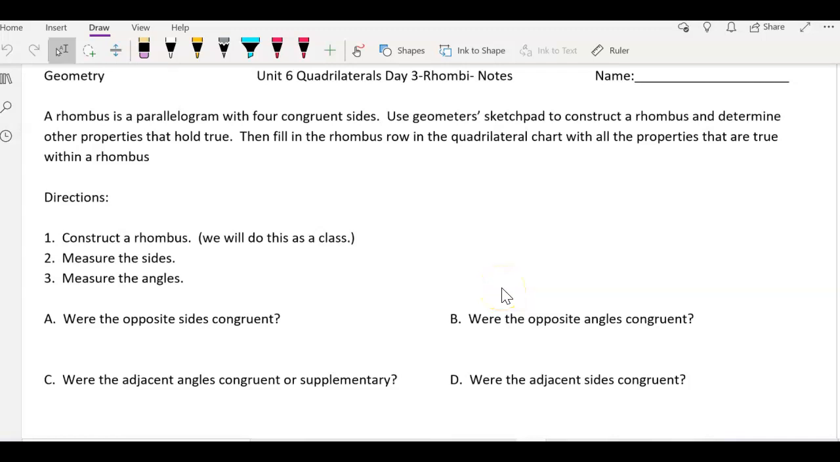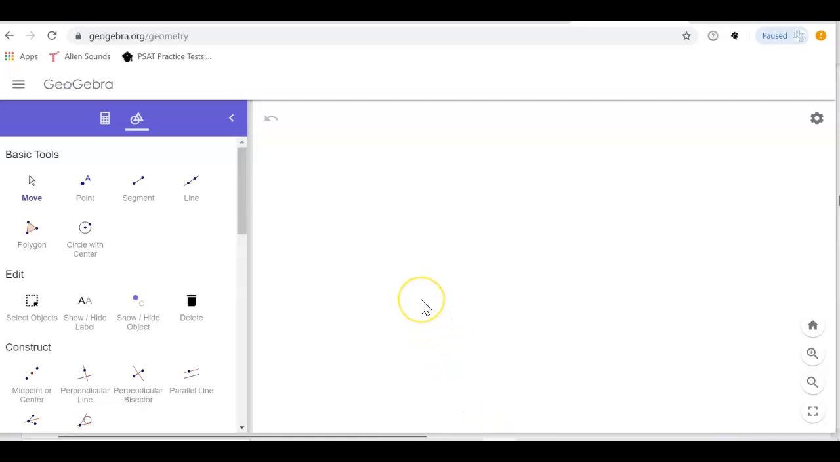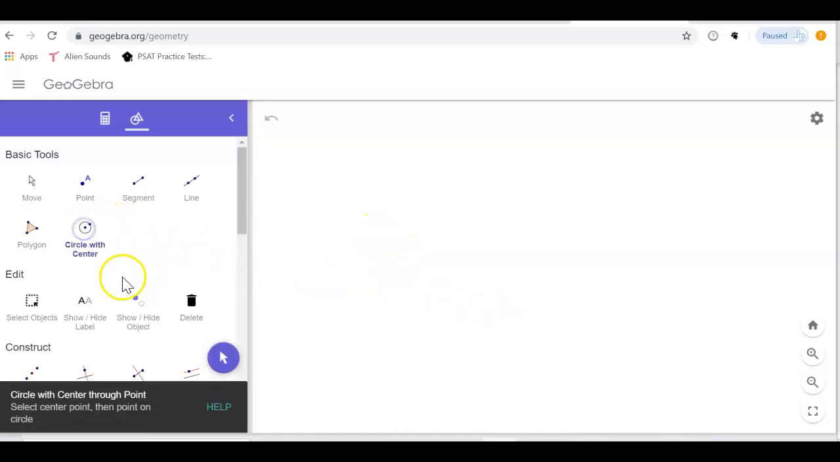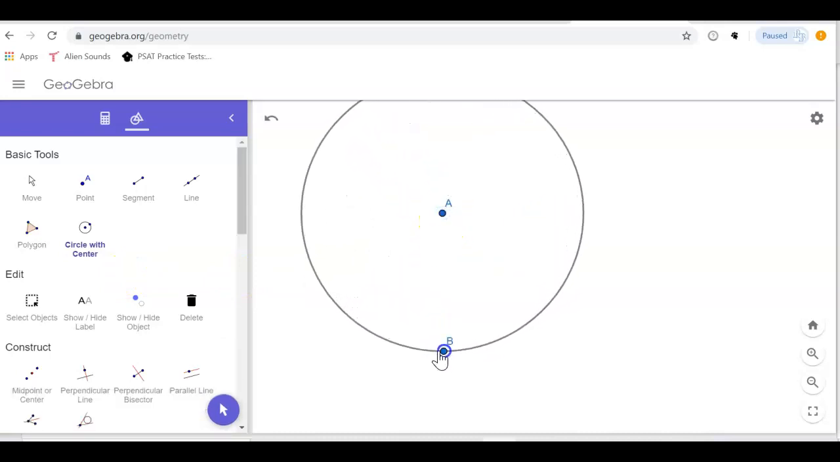So the second quadrilateral we're going to talk about is a rhombus, which is a parallelogram with four congruent sides. We're going to go through the same process as we did with the parallelogram in terms of the construction and focus on some additional properties a rhombus will have. So to construct it, remember a rhombus has four congruent sides. So we have to make sure when we construct it that we get that to happen.